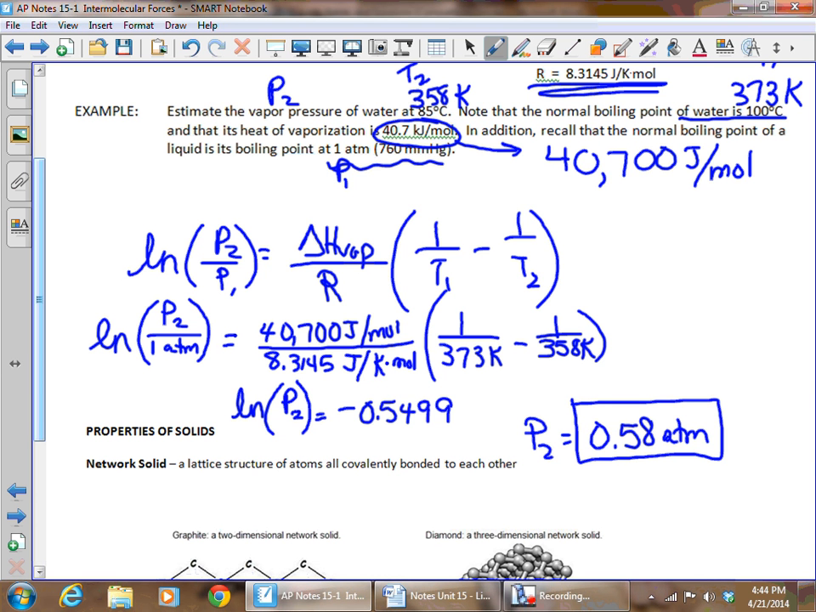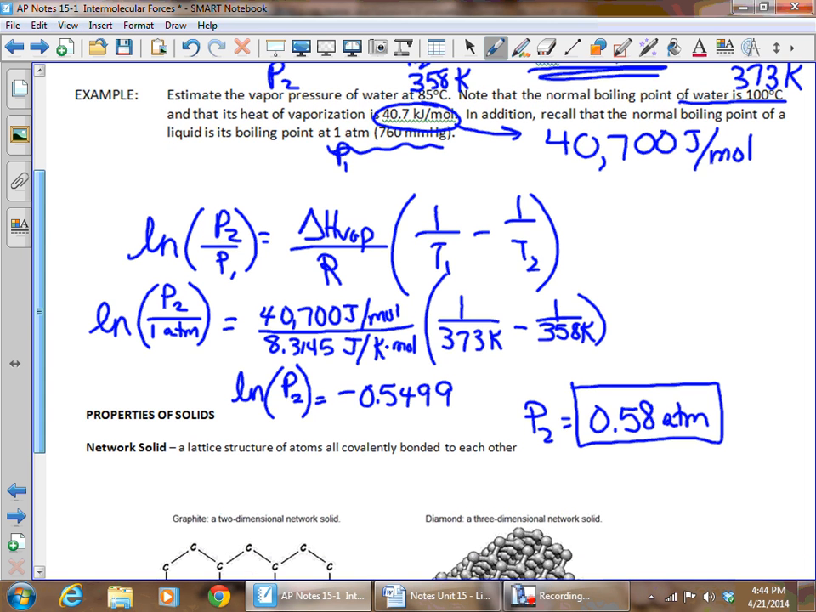Different things might be asked for. You could be given those temperatures and pressures and asked for the heat of vaporization. There are various ways that could be asked for.